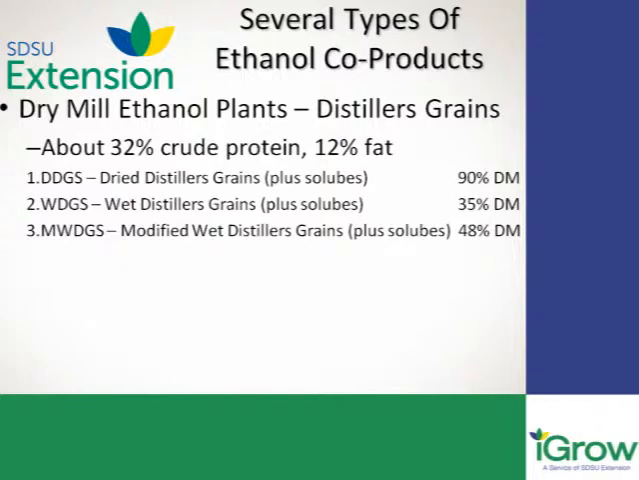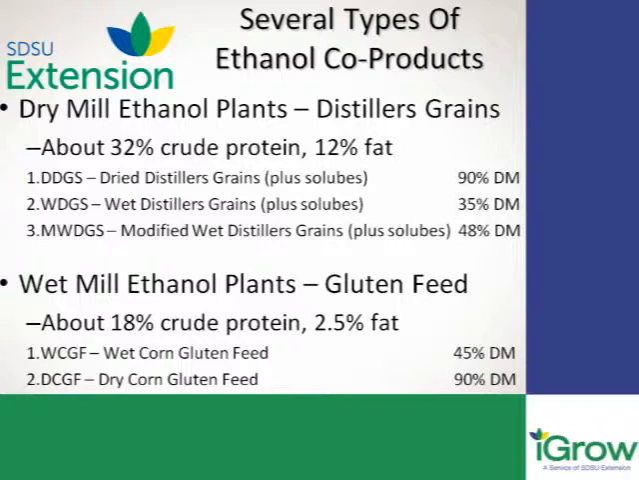Dry distillers grain tends to have about 90% dry matter. Wet distillers grain tends to be about 35% dry matter. Modified wet tends to be right around 48 to 50% dry matter basis. So that's important when you start thinking about pricing issues. That's why I bring it up. But again, dry mill ethanol plants produce distillers grains. Wet mill ethanol plants produce gluten feed, corn gluten feed, which is about 18% crude protein and 2.5% fat on average.